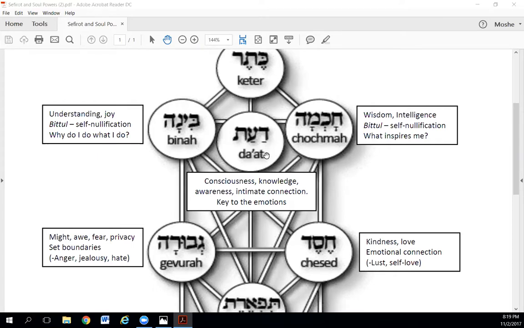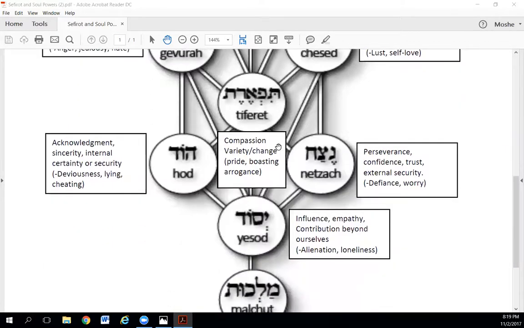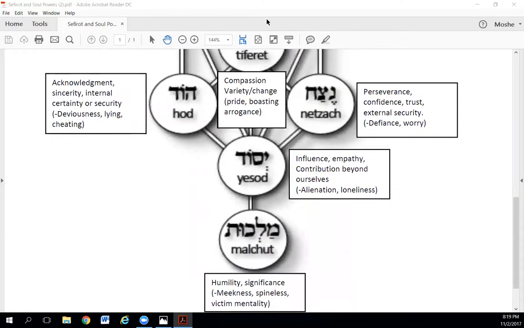Then there's the zivug of speech, essentially when the emotions produce words. Speech is associated with Malchut, but we're talking here about how the emotions produce speech. So that's called Zivug Hapeh, the coupling of the mouth, when the mouth and the emotions form a unity.